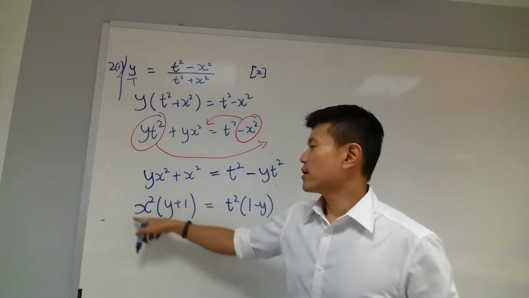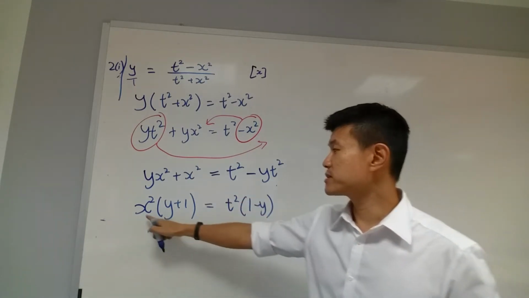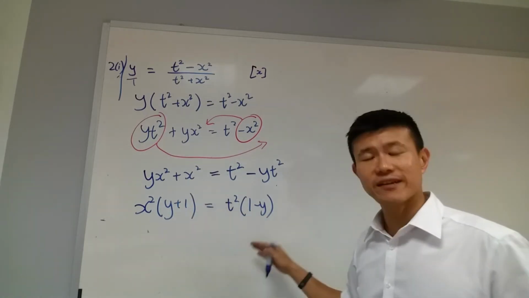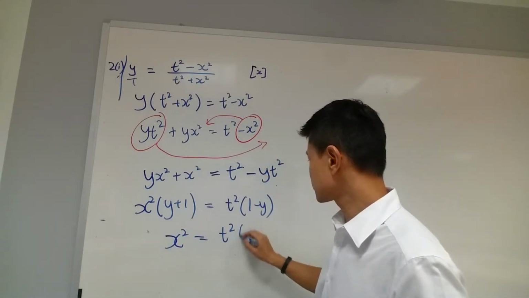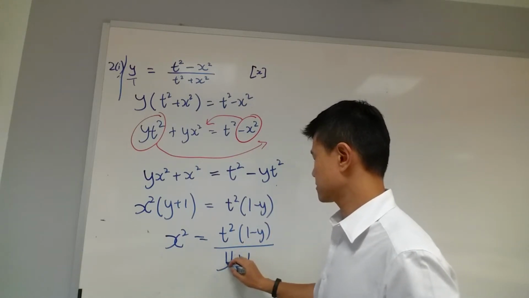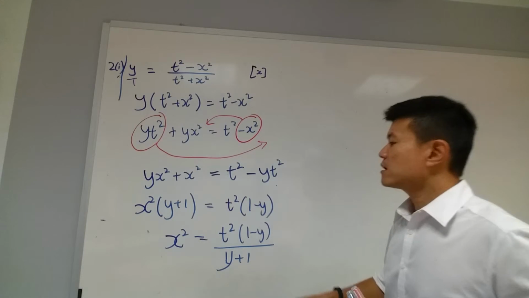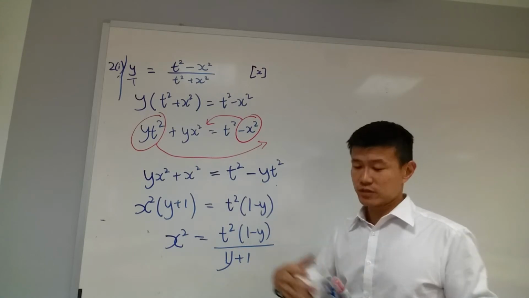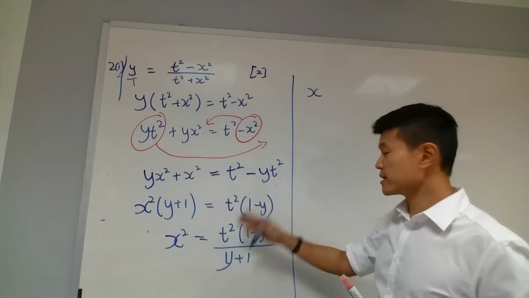Now, we want the x term, so we're just going to get rid of the y plus 1. And what do I do? Since this is x squared times y plus 1, this y plus 1 brought over becomes divided by y plus 1. Is that the end? No, it is not the end. It's painfully not the end, because this is an x squared. So you want to make sure that you square root. Okay, so both sides we're going to take the square root of it.